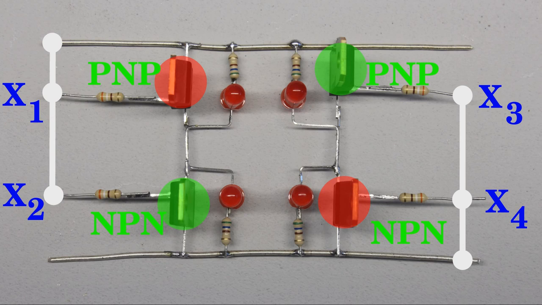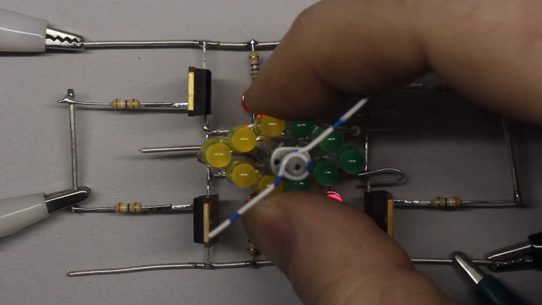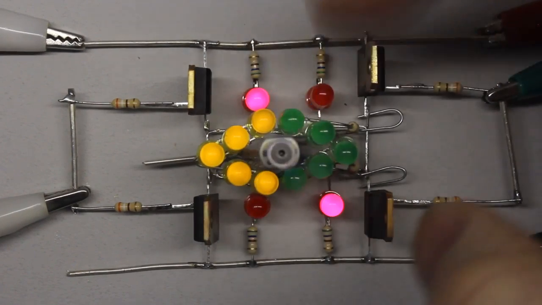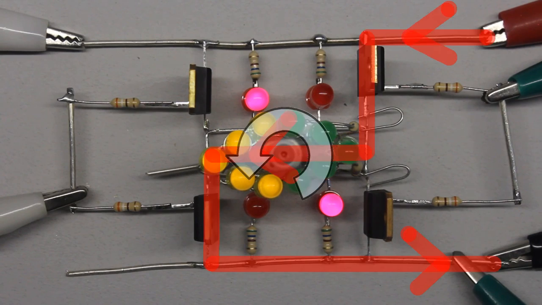The situation alters if X1 and X2 are connected to the positive terminal, while X3 and X4 are connected to ground. Now transistors 1 and 4 are turned off, while transistors 2 and 3 are turned on, hence the positive terminal is at the right side of the load.